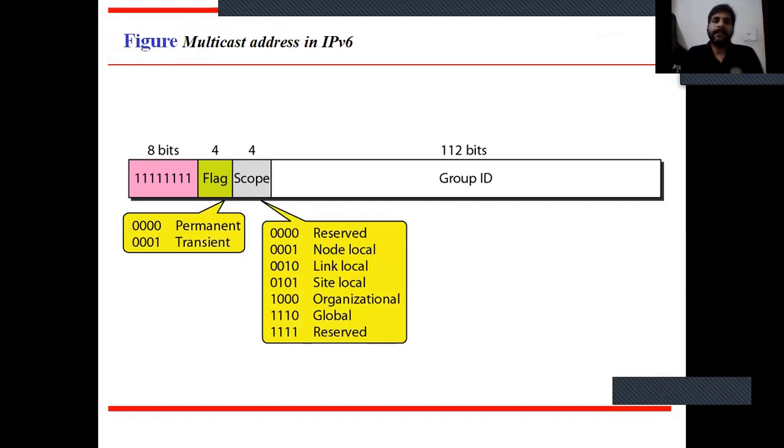So multicast of IPv6 is represented like the 8-bit flag, scope, and group identification of 112 bits. Flag is permanent 0, 0, 0, 0, 0, 1. Scope: 4 times 0 for reserved, 0, 0, 1 for node local, 0, 1, 0 for link local, 0, 1, 0 site local, 1, 0, 0 organizational, 110 global, and 111 means reserved.